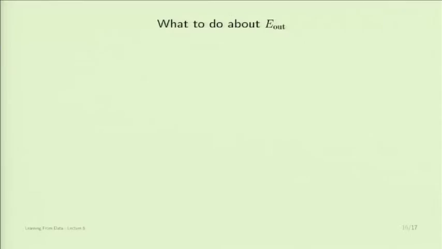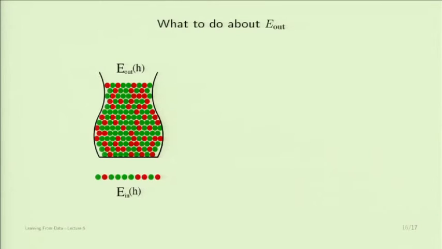So the argument is great as long as you can tell me how to go around the presence of E out. And that's the second part of the proof. What to do about E out? The simplest argument possible. This is really the breakthrough that Vapnik and Chervonenkis did.